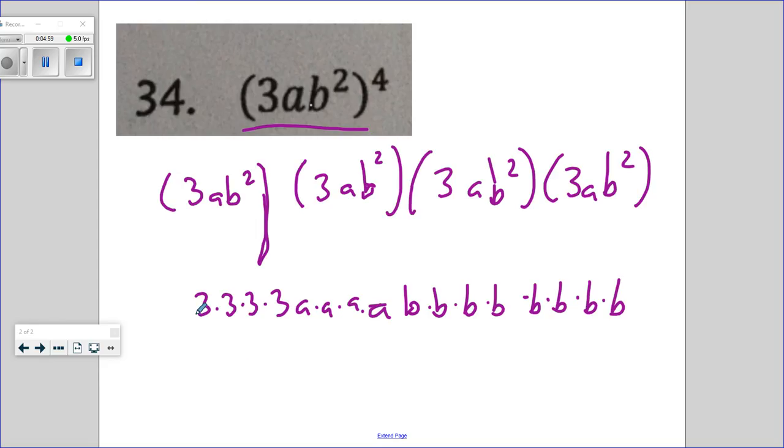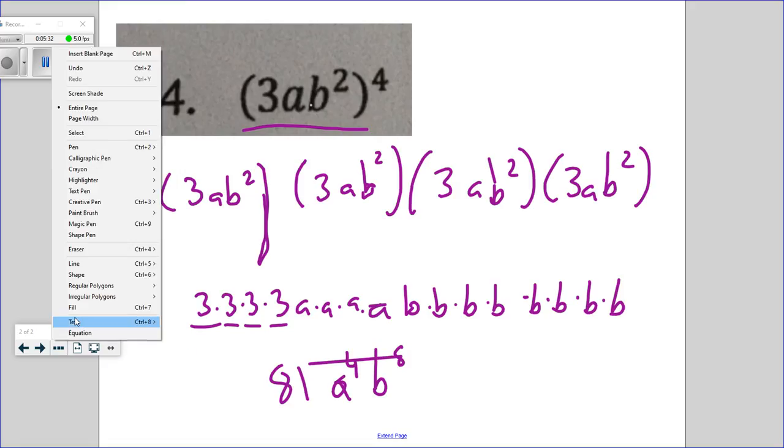But what happens when you put these together? 3 times 3 is 9, times 3 is 27, times 3 is 81. A times A times A times A is A to the fourth power. And then B times B, 1, 2, 3, 4, 5, 6, 7, 8 times becomes B to the eighth power.